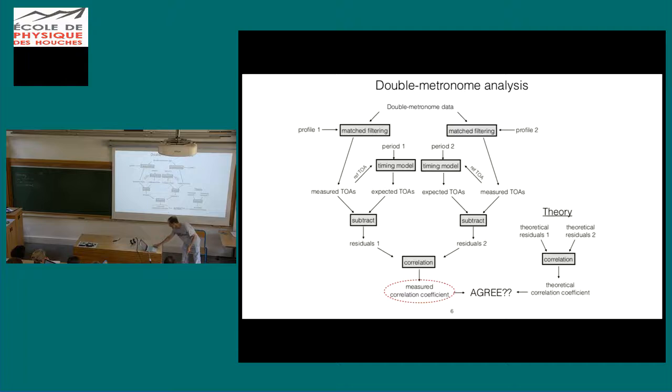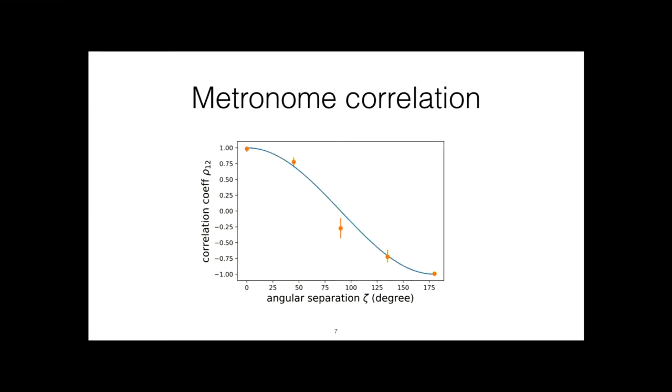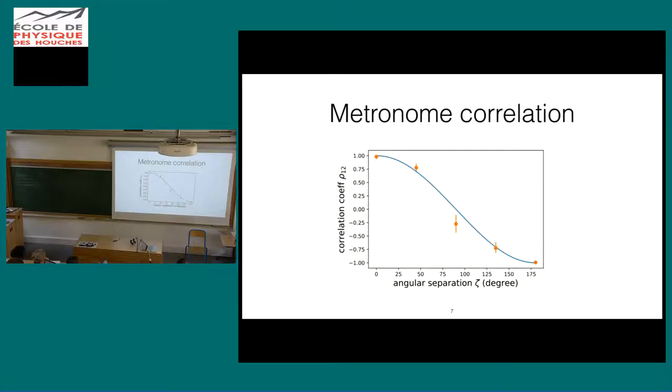Okay? And for some sample data that you can download, if you do this, what you find here is that for 5 different angular separations, 0, 45, 90, 135, and 180 degrees, the measured correlations are these orange dots here with some error bars, and then the blue curve is the expected.